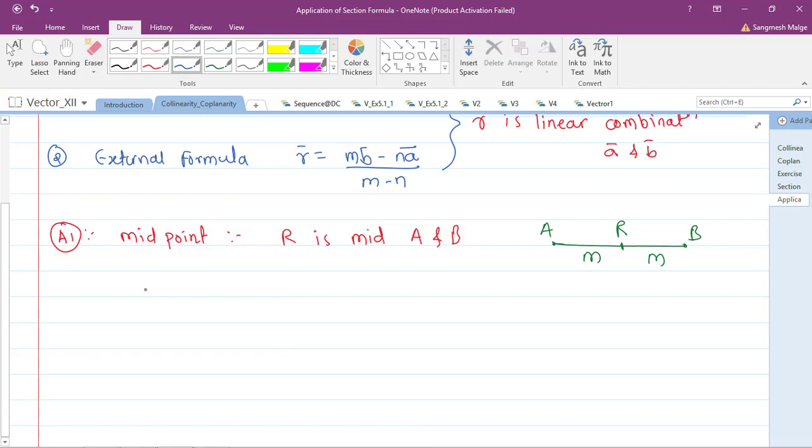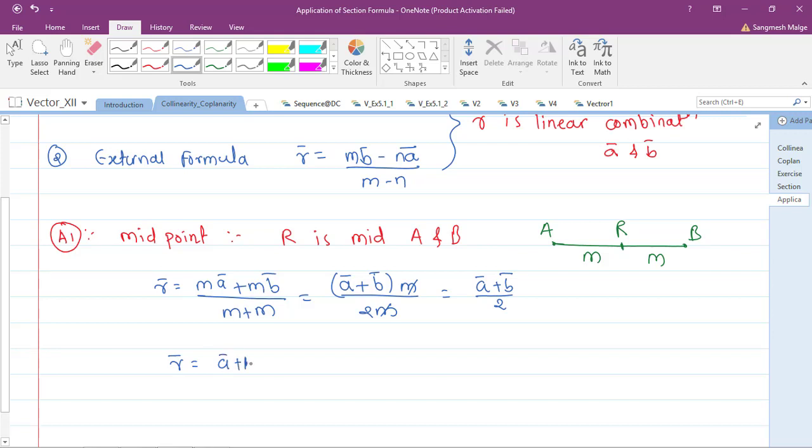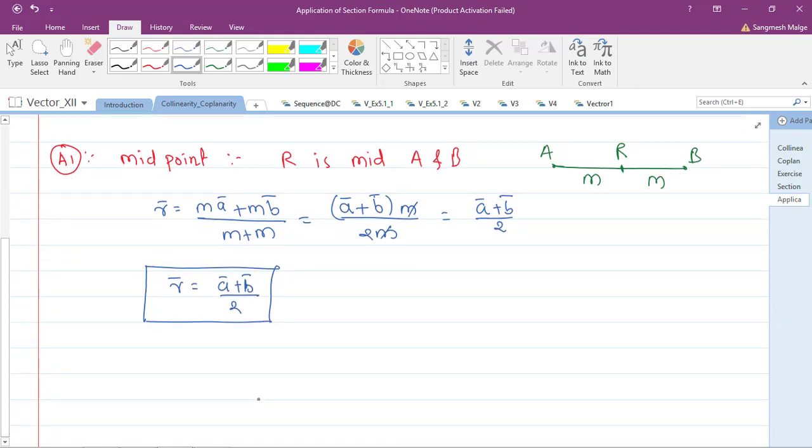As it is an internal section formula, R bar equals (MA bar plus MB bar) upon M plus M. If I take M common and cancel it out, we get M upon 2M. So M gets cancelled and we get (A bar plus B bar) by 2. This is nothing but the midpoint formula. If R bar is the midpoint, then you take the formula like this: R bar equals (A bar plus B bar) by 2.